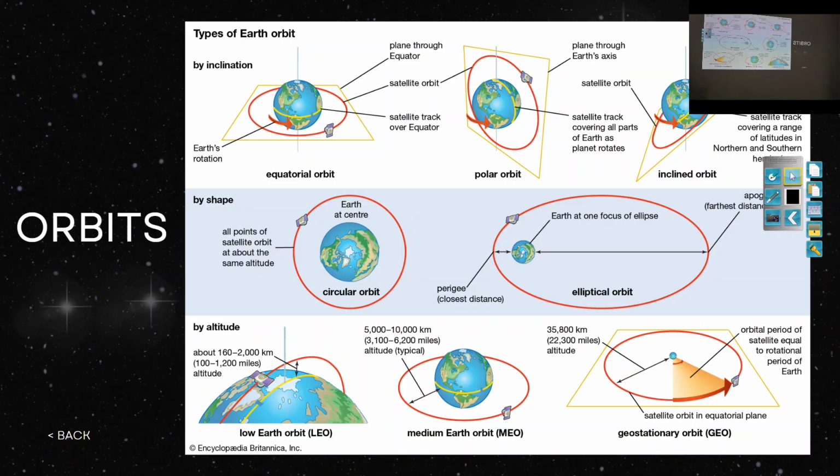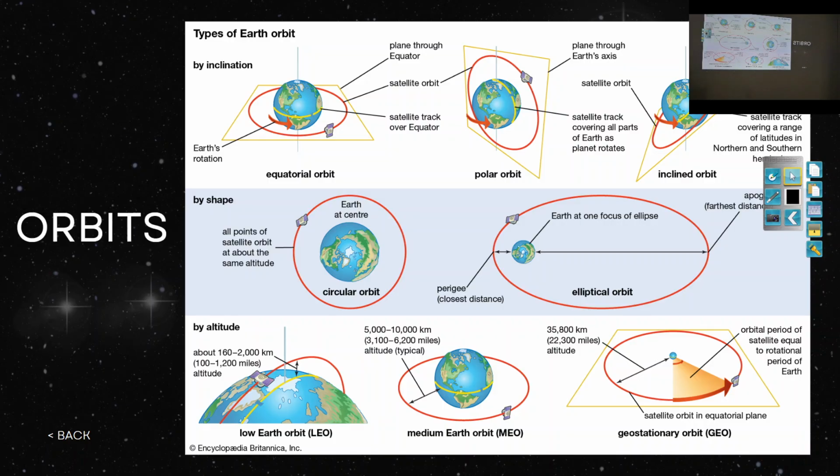And then you can write the types by inclination. The first one is the equatorial orbit. You can write the orbit is just above the equator, that is all. Equatorial orbit is nothing but your geostationary. They have just differentiated it by inclination, by shape and by altitude. So it is just an orbit above the equator.